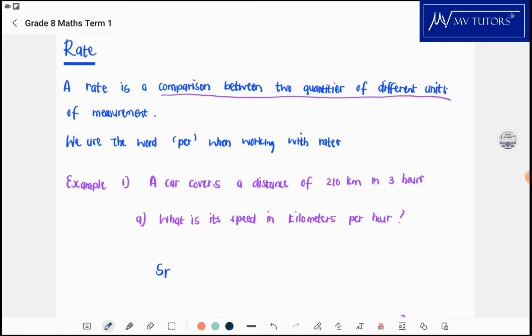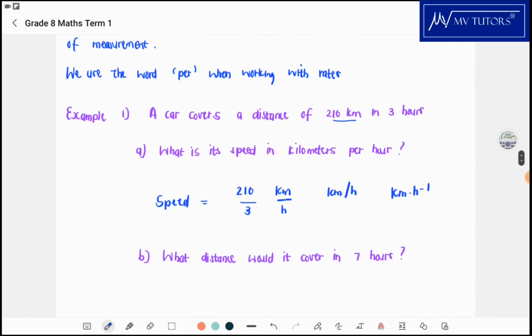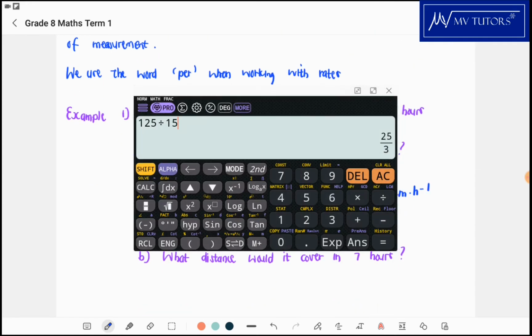So we're going to say speed. Your unit has to be kilometers per hour. That's what the line actually stands for. If you continue with physics later on, from grade 10 to 12, you'll write it as kilometer per hour, but let's not get ahead of ourselves right now. So it's basically 210 kilometers, in this case per 3 hours. Now we need to just calculate.